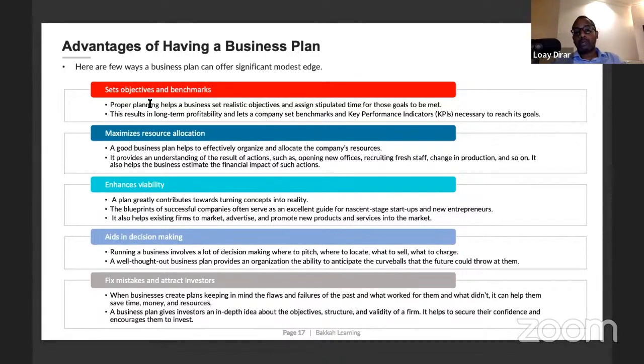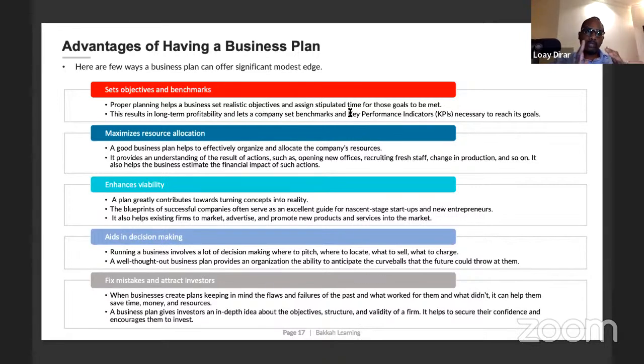When it comes to looking at the advantages of having a business plan, number one is to set the objectives and benchmarks. Proper planning helps a business set realistic objectives and assign a stipulated time for those goals to be met. This is one of the things that we already covered earlier in this webinar. This results in long-term profitability and lets the company set benchmarks and key performance indicators necessary to reach its goals.